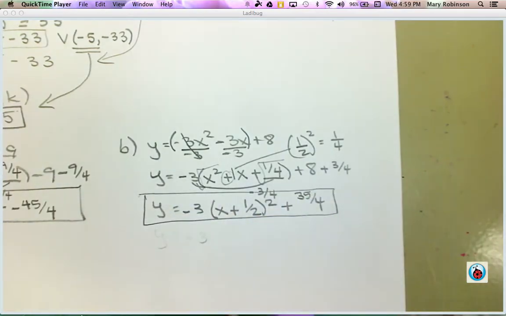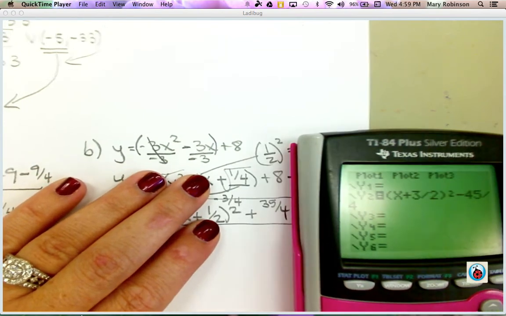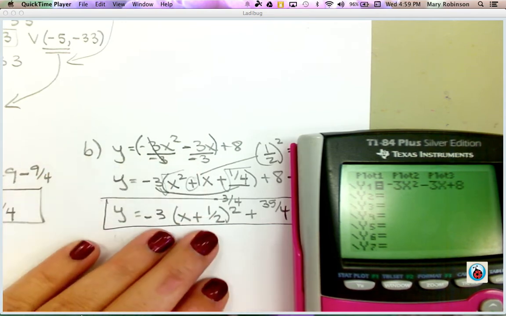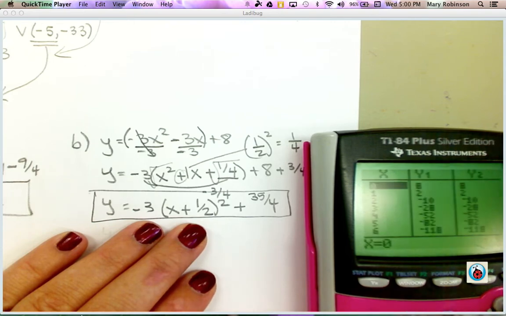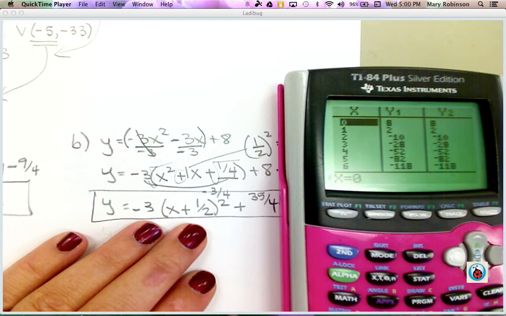Again, I recommend that you go to y equals. That was -3x squared minus 3x plus 8. And in vertex form, -3 times the quantity x plus 1/2 squared plus 35/4. And we see that our y1 and y2s are the same. So we know our answer is correct.